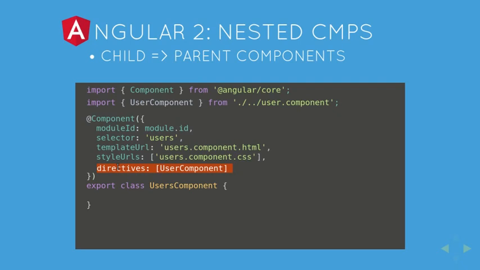So with nested components, you will be nesting components like in the HTML. User is a separate component, and the selector of the user component is user. Then you can specify it like this. And here you are doing a property binding and sending the user data to the child component. Okay, so this is how the property binding is happening.